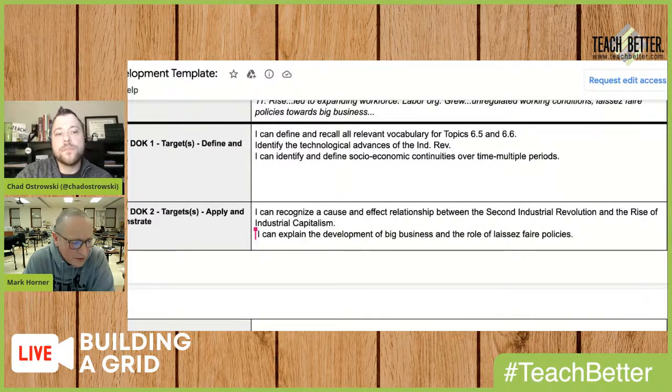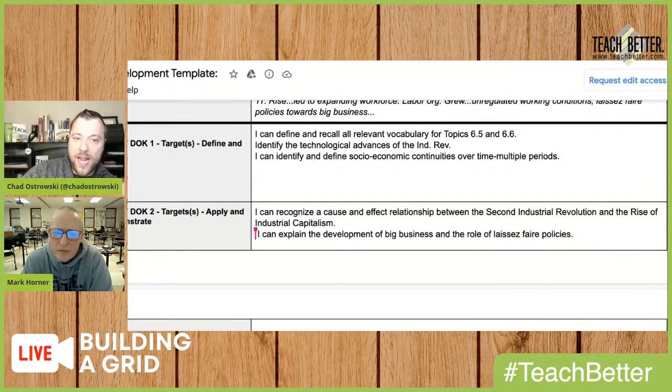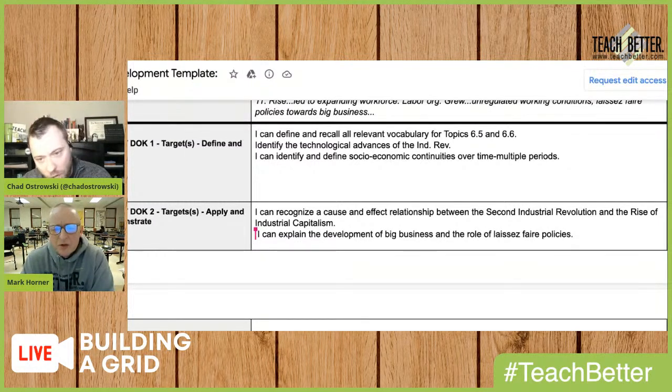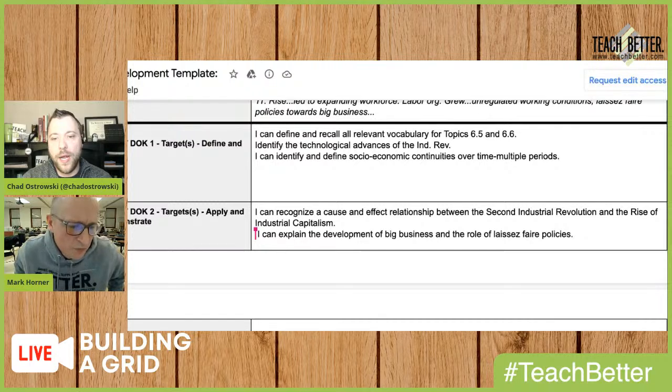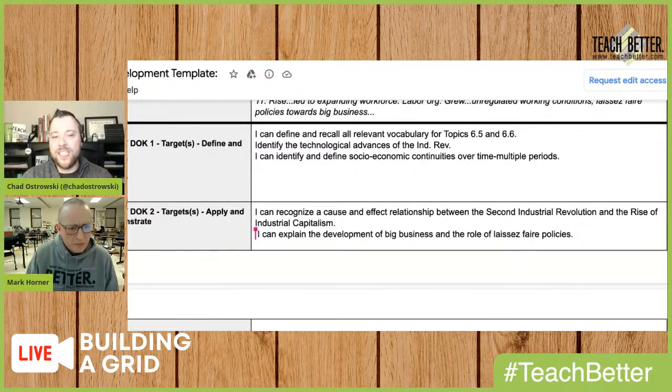So I can explain the development of big business and the role of laissez-faire policies. So this is cool because it's going to be listed somewhere, right? But those policies are probably going to be part of the vocabulary we had them develop in level 1, correct? Yep. Okay, perfect. Yeah. It takes their memorization of that, and then they're able to apply it, and they're able to see how it fits in. Yes. And so the rise of industrial capitalism, correct me if I'm wrong, is also going to be one of the socioeconomic continuities. It is, yeah.